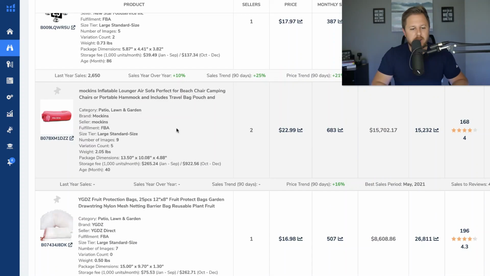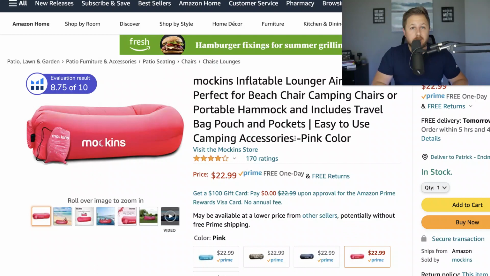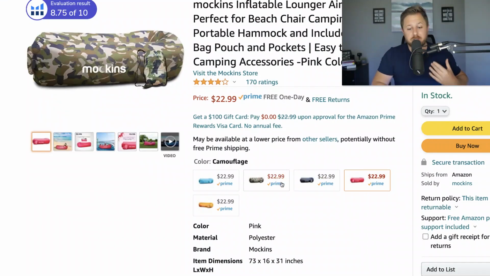Okay, so like this one right here, this is a inflatable lounger air sofa. 168 reviews and they're doing over $15,000 a month on Amazon. So I'm going to click right here and I'm going to hit view on Amazon. Okay, so while I'm doing product research, I kind of think to myself, how can I differentiate a product like this? People aren't going to care really about the color. And if they did, this person has a bunch of different colors already on here.